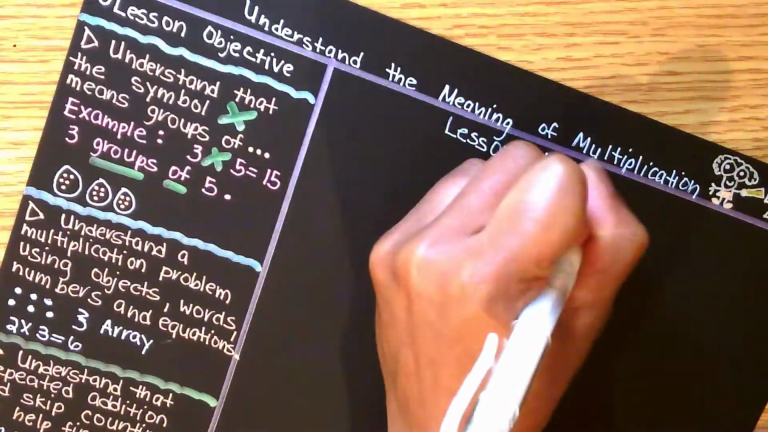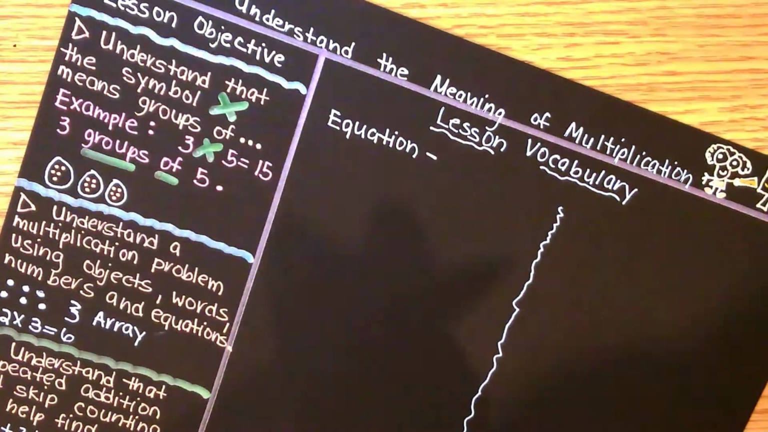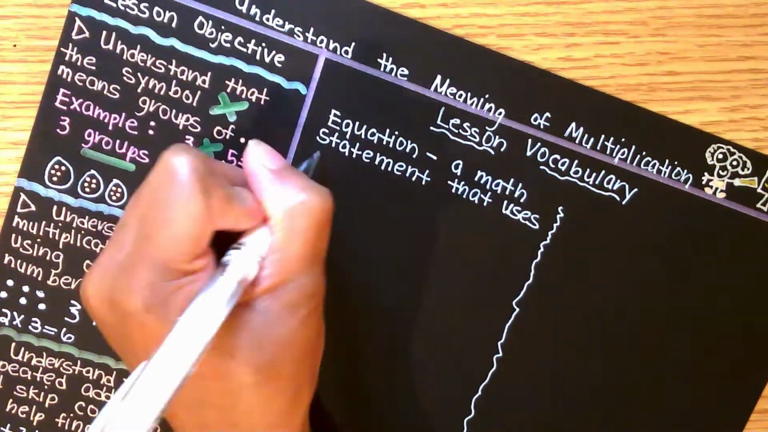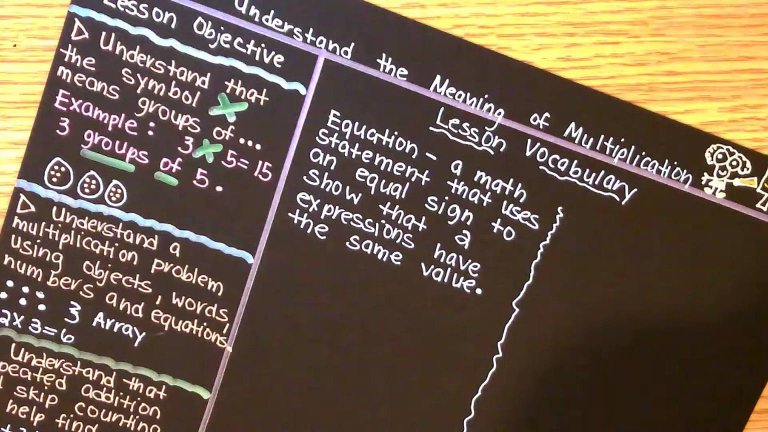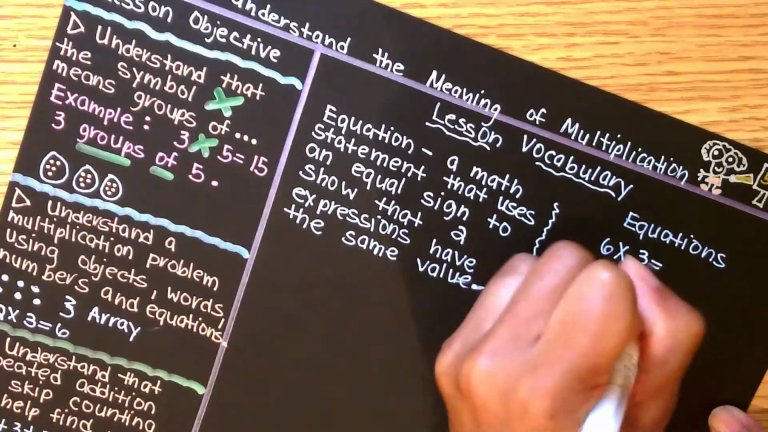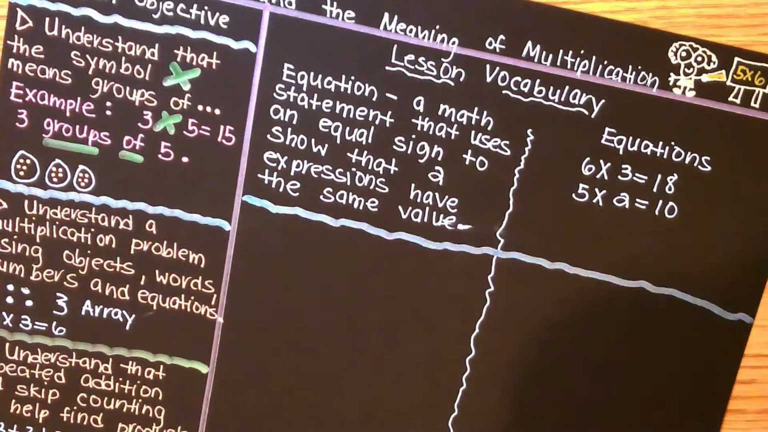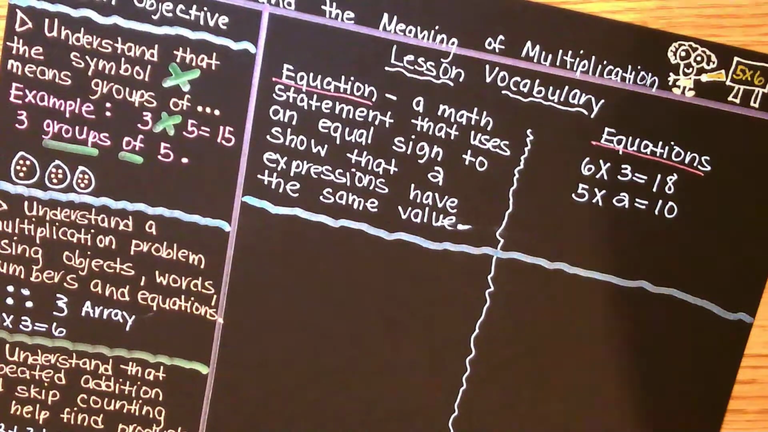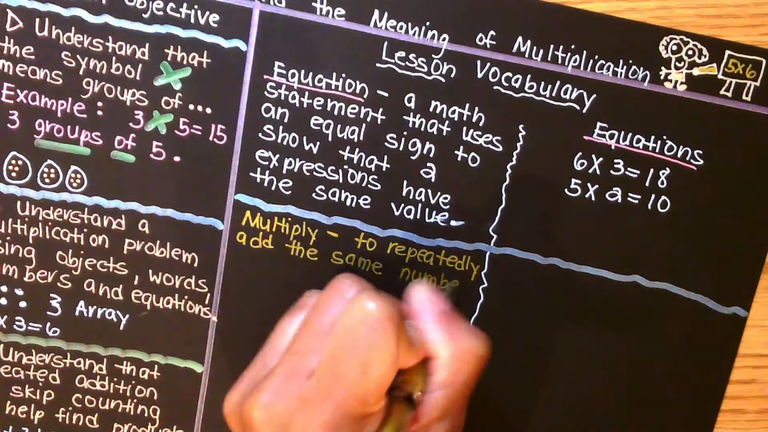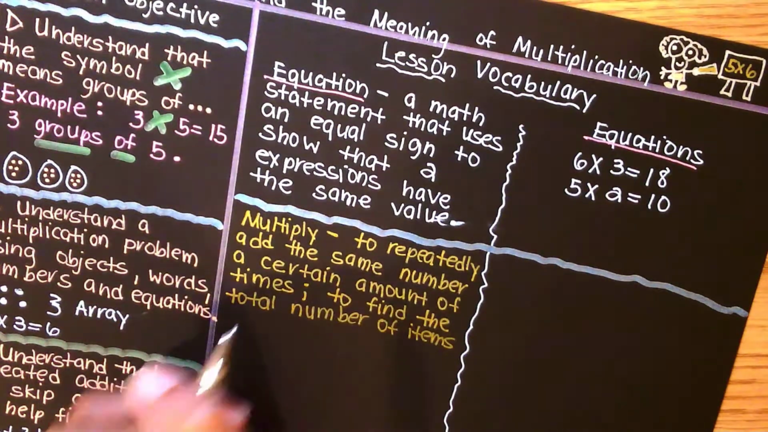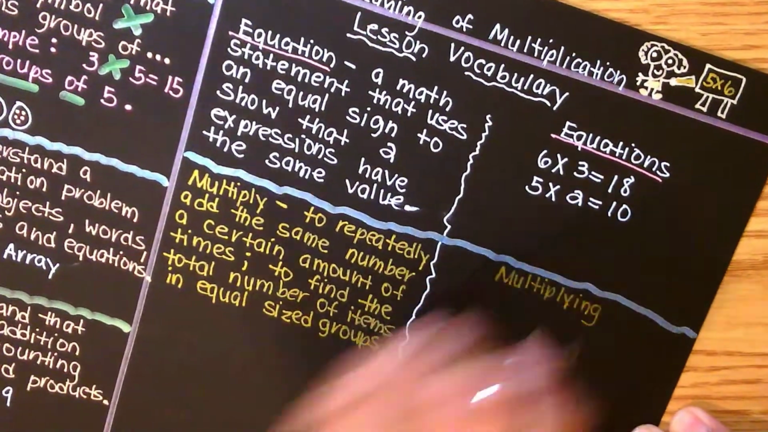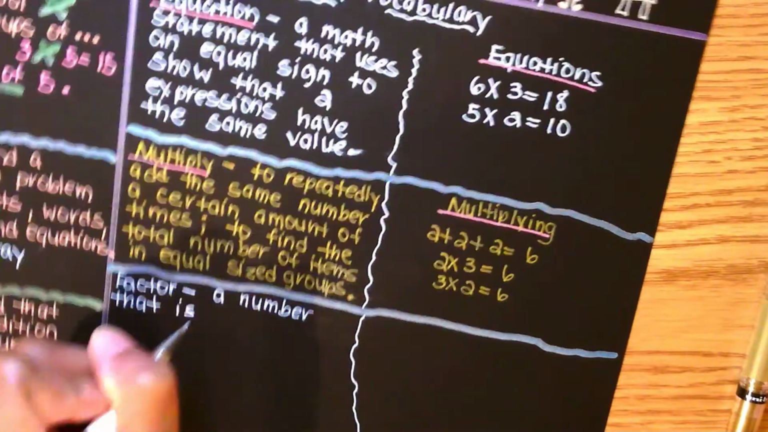Lesson vocabulary. Equation: a math statement that uses an equal sign to show that two expressions have the same value. 6 times 3 is the same as 18, or 5 times 2 is the same as 10. Multiply: to repeatedly add the same number a certain amount of times, or to find the total number of items in equal size groups. 2 plus 2 plus 2 equals 6, or 2 times 3 equals 6, or 3 times 2 equals 6. A factor is a number that is multiplied.